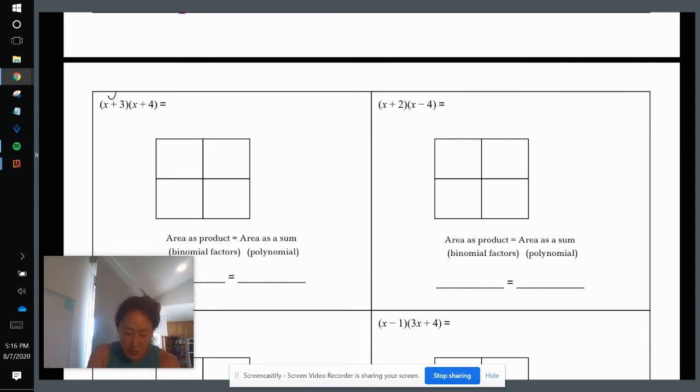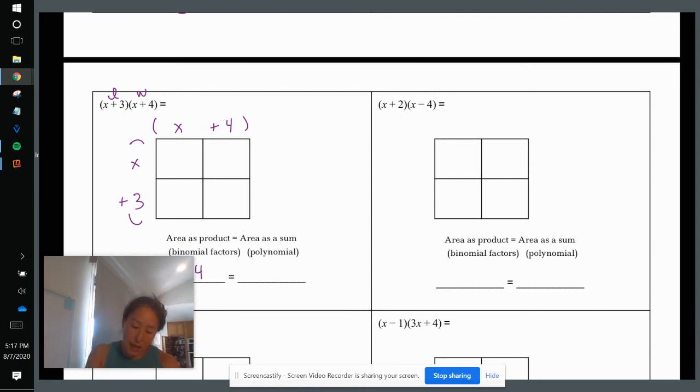All right, so the first number is our length. The second number in the parentheses is our width. So basically what we're doing is a double distribution. I am going to set up my x plus 3 as my length, and my width is going to be x plus 4. So as a product, we're going to write x plus 3 times x plus 4. How do I multiply this together to simplify this all?